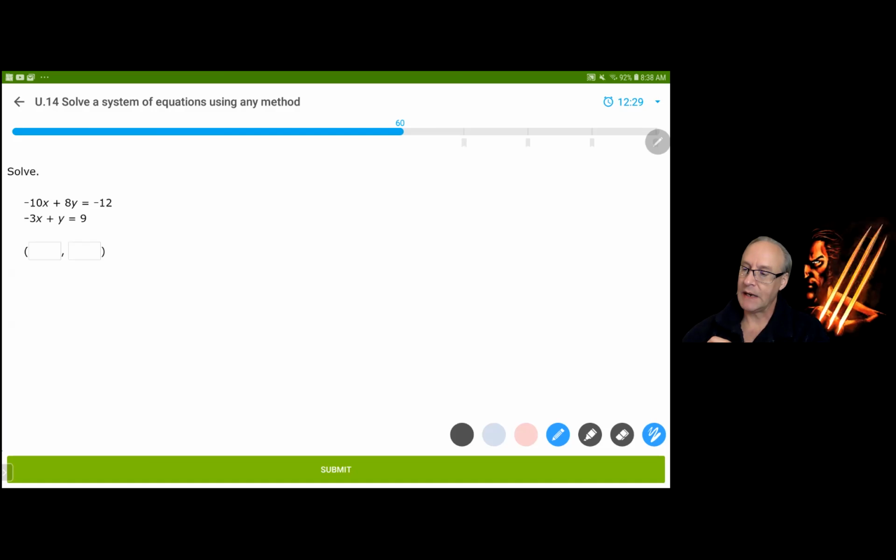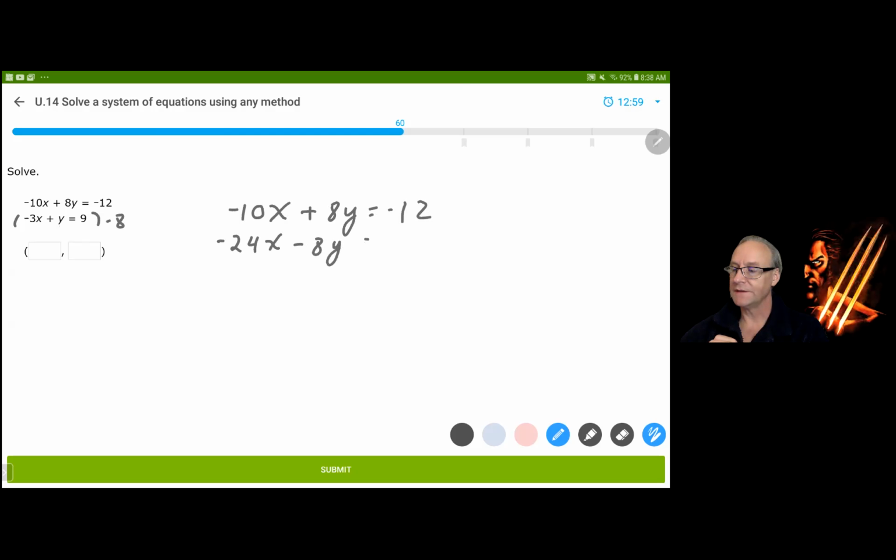I'm going to multiply my bottom equation by negative 8. Now, some people would go ahead and multiply and add all at the same time, which is what I would normally do. But I'm going to go ahead and write it out this last time. And then from now on, I'll just go ahead and skip that step and just tell you what I'm doing. The first equation isn't changing. The second equation is negative 24x minus 8y, and that is equal to negative 72. And when we add them together, we get negative 34x is equal to negative 84.